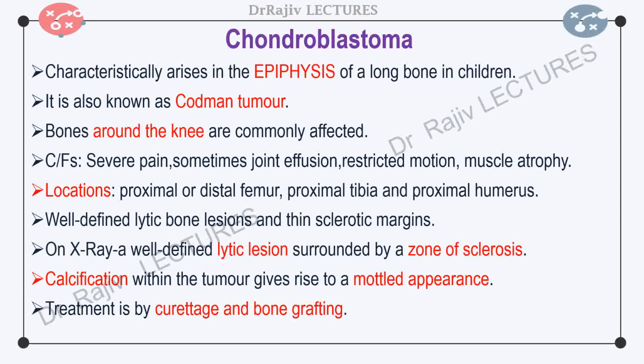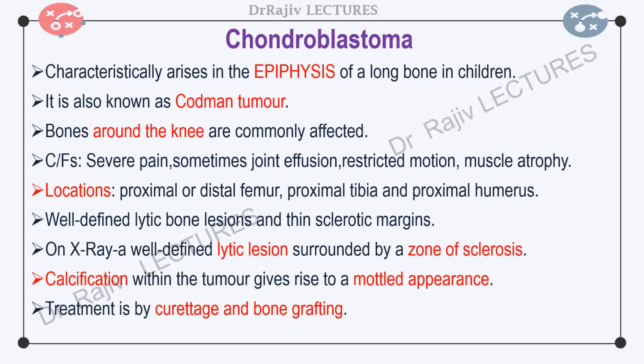Chondroblastomas are uncommon benign cartilage-producing bone tumors. It characteristically arises in the epiphysis of a long bone in children. It is also known as Codman tumor. Bones around the knee are commonly affected. Patients experience severe pain and inflammation and sometimes joint effusion with restricted motion or muscle atrophy. Most chondroblastomas occur in the proximal or distal femur, proximal tibia, and proximal humerus.